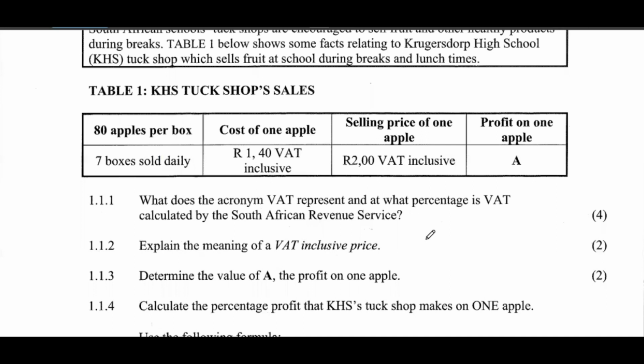All right. So number 1, take note. They want us to give the meaning of this acronym. In other words, we're going to expand. What does it stand for? VAT stands for value added tax. And number 2, they're asking at what percentage it is calculated. V is value, the A is added, and the T is the tax. The percentage is 15%. Thank you very much.